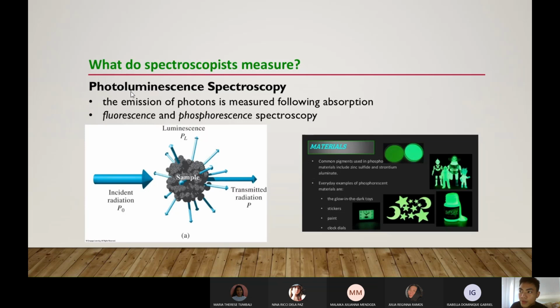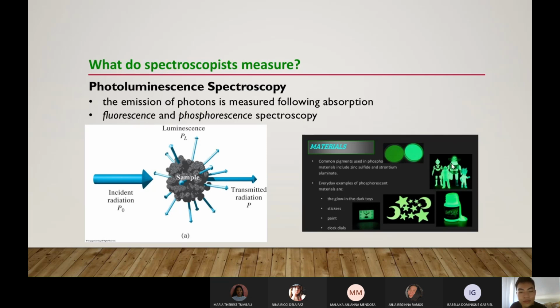So one example of this would be photoluminescence. Okay? So if it absorbs energy, it can emit light as well. And it can transmit other energy. So one of the materials used here is what we used when we were kids. Right, you used to paste these on the ceiling, so that there would be stars at night.